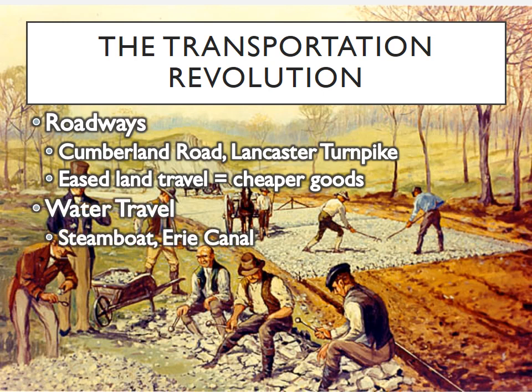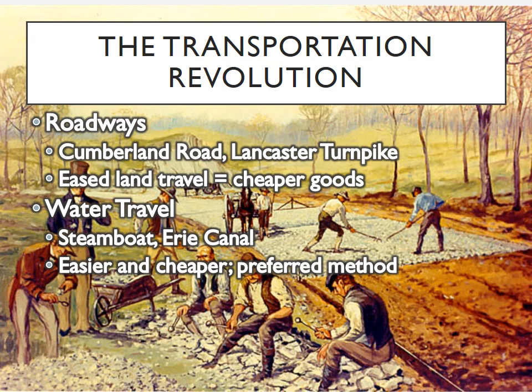The next method that we see is water travel. Now, the very first steamboat is going to be built by Robert Fulton in 1807. And because of that steamboat, rivers were now two-way streets. And this really benefited the South and the West, who had a lot of rivers to utilize.